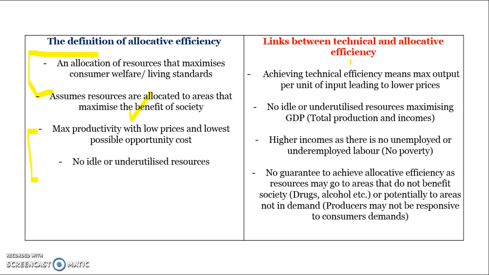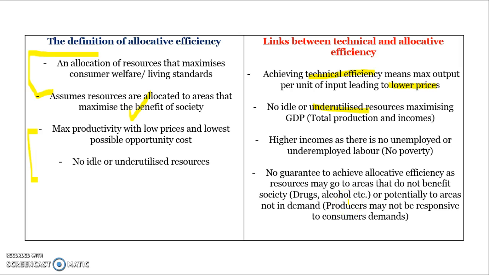Now, the links between technical and allocative efficiency. Technical efficiency is important for maximizing living standards because it means increased maximum productivity, which leads to lower prices, which leads to no underutilized resources, which means there's no unemployment or underutilization, which means people have higher incomes and there's more production within society. There's no guarantee that technical efficiency will achieve allocative efficiency, but when you're making the link, talk about lower prices, no underutilized labour resources, higher incomes, and a lack of unemployment.